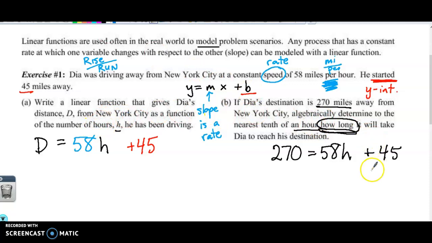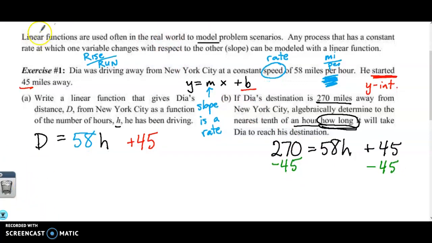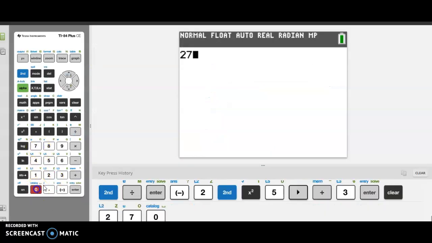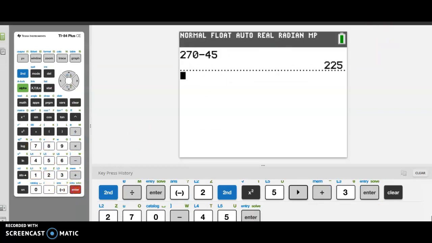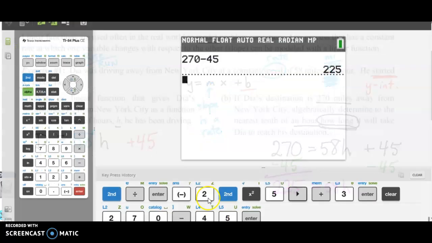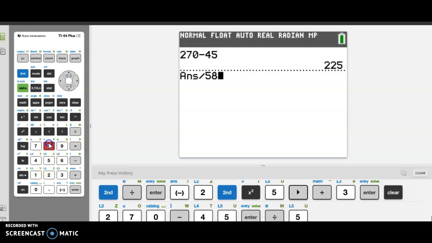So from here you just have to solve it, and I would just subtract 45 over. Now some of this stuff I think you can do in your head. Some of the other stuff I think you're more than reasonable to use a calculator for. I don't know how good you would be at 270 minus 45, so if you pulled up a calculator and typed that out, I would not be upset. So 225 would be equal to 58h.